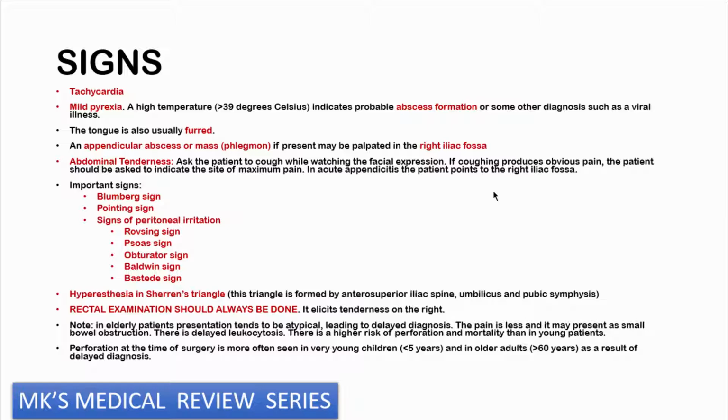Sometimes there may be a delay in the rise in the white blood cell count. And there is obviously a higher risk of perforation and mortality in older individuals than younger individuals, because the diagnosis usually takes time to reach. Then perforation at the time of surgery is more often seen in very young individuals, those below the age of 5, and in old individuals above the age of 60, because of the same issue of a delayed diagnosis.